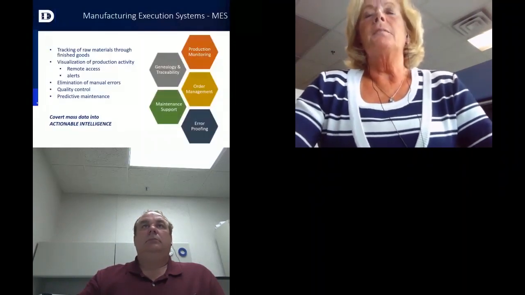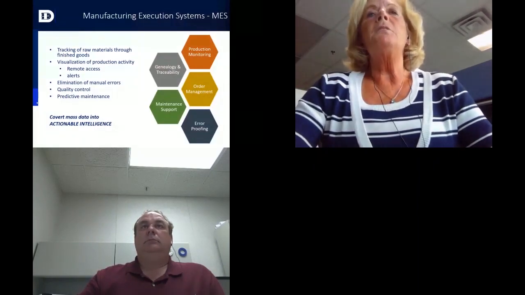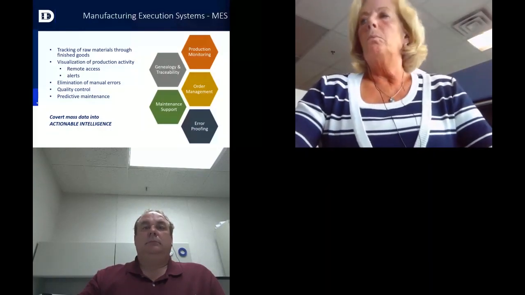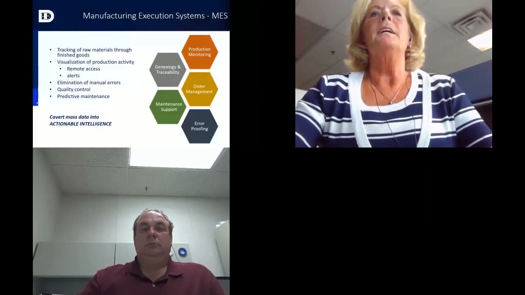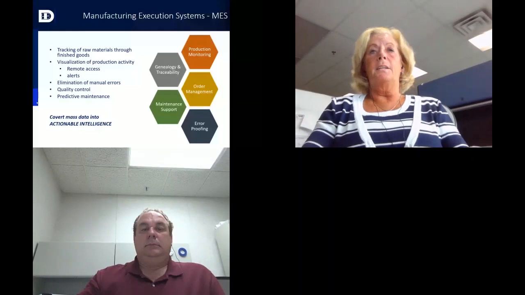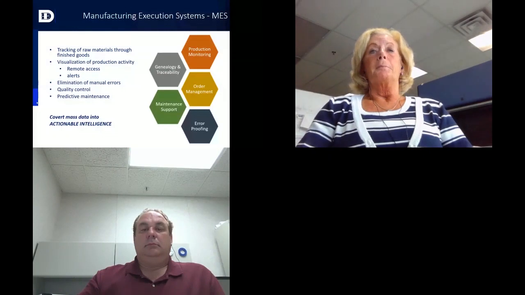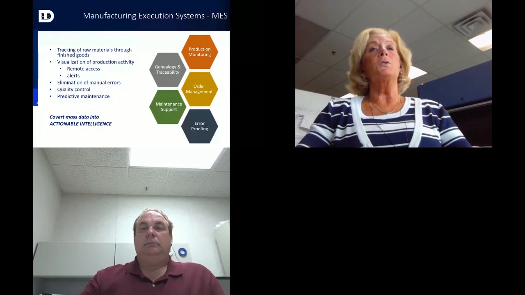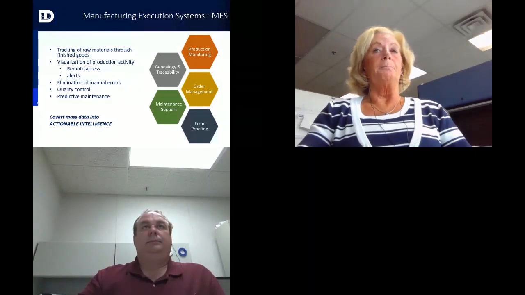So getting into another large piece of the digital twin puzzle is the manufacturing execution system. And this is the production data. So in essence it's doing the tracking of raw materials through finished goods, the entire process. It's really the visualization of the production activity. And as we were talking about, in the world of COVID, remote access is imperative. We can also use this to eliminate manual errors. If you have, say, paper work instructions, we can move them into electronic work instructions, or even a pick-by-light system.